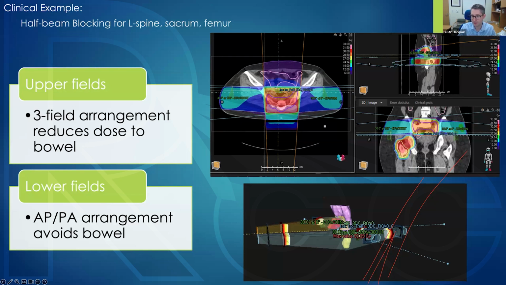So this is a nice way to make sure that you're not accidentally diverging from the hip field into the L-spine field or vice versa. It's also very efficient because you're doing everything in a single isocenter, which is very elegant.